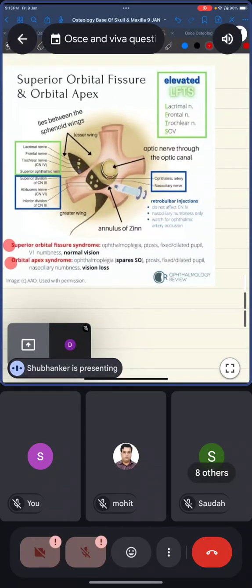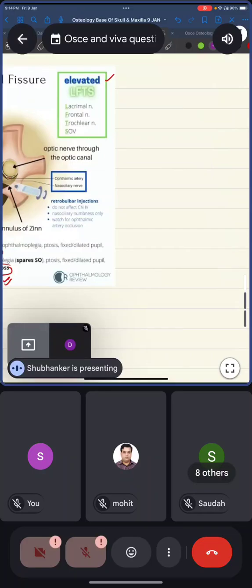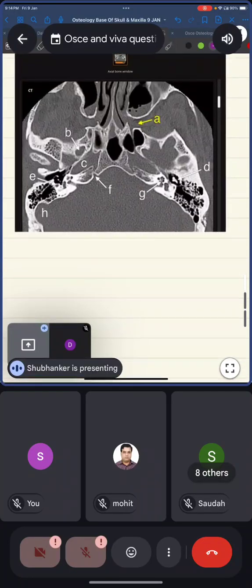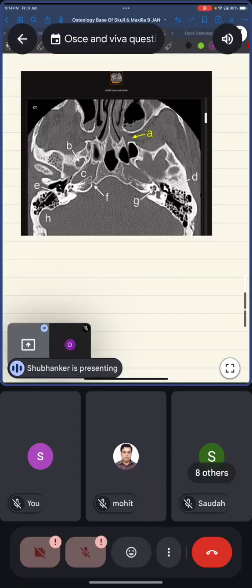Where is my red color? Yes. This is normal vision, whereas in orbital apex syndrome, there is vision loss. Okay, so please remember this thing. Rest of all things remain the same between the superior orbital fissure and the orbital apex. Both of them are a potential OSCE question, so they should be revised multiple times before your exam. Okay, let's see what we have over here. Now here is again a question for you. This is an important section actually.